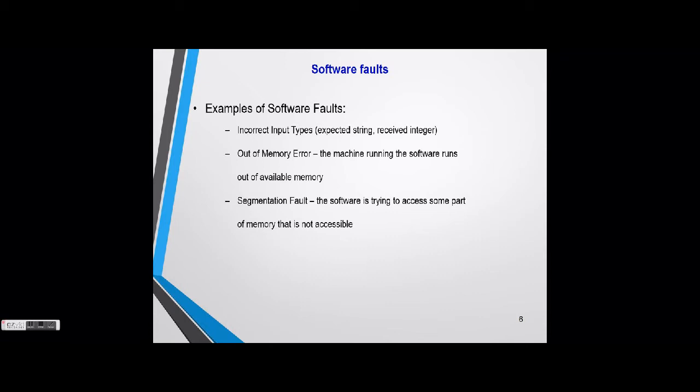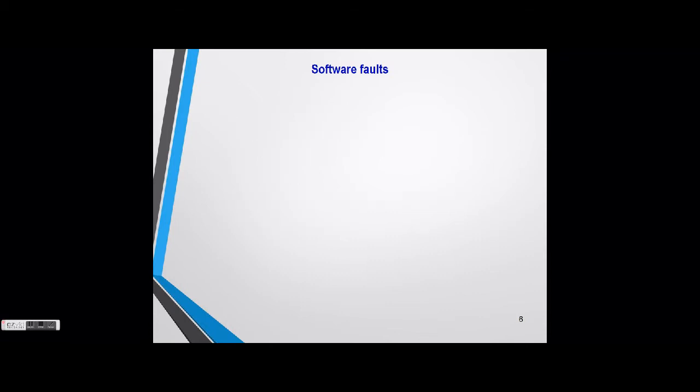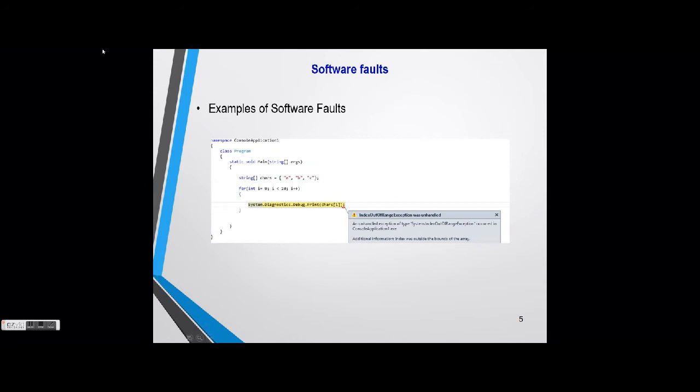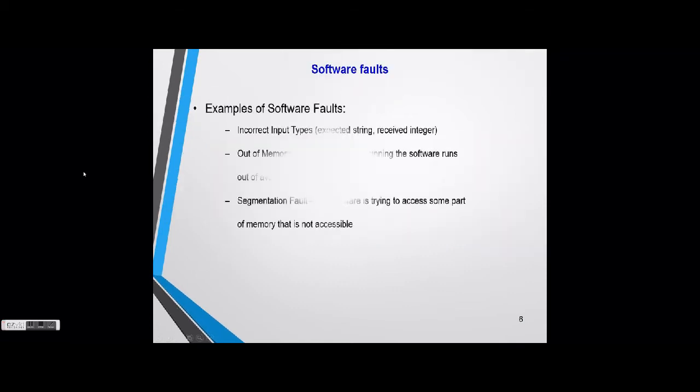There's also segmentation fault. Technically, this example we just saw was a segmentation fault, where it tried to access some memory that was out of the bounds of what was appropriate for this program to be accessing. So those are some of the different examples of segmentation faults.